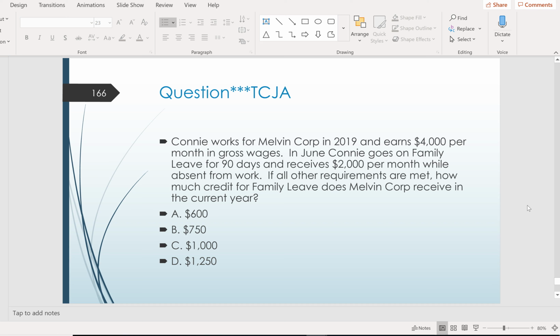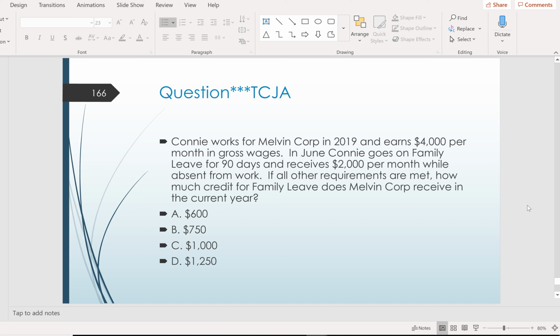Connie works for Melvin Corp in 2019 and earns $4,000 per month in gross wages. In June, Connie goes on family leave for 90 days, so she has to miss work for 3 months, but she continues to get paid. Look at this. She receives $2,000 per month while absent from work. So the employer, Melvin Corp, continues to pay her $2,000 a month, not her full salary of $4,000, but $2,000 a month she still receives even though she's not working.